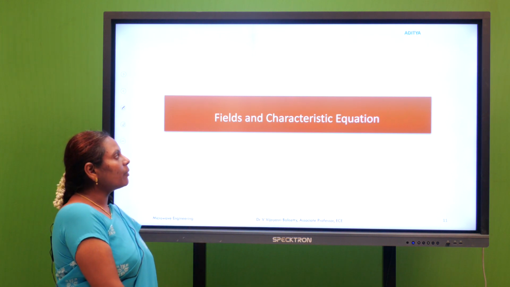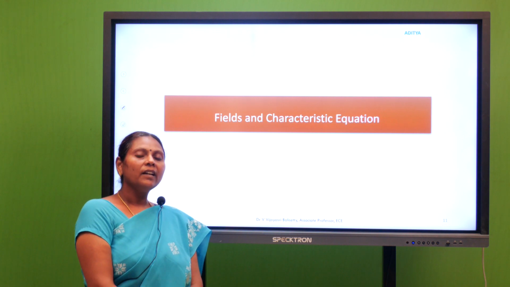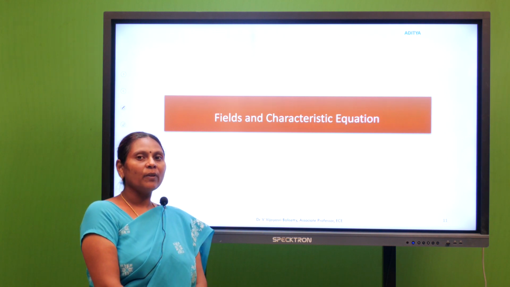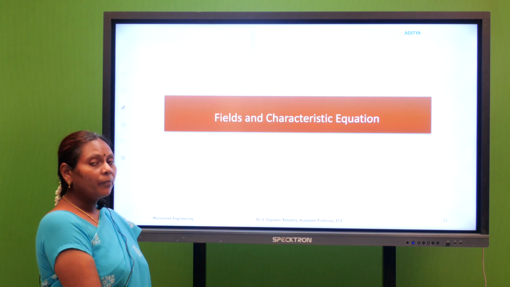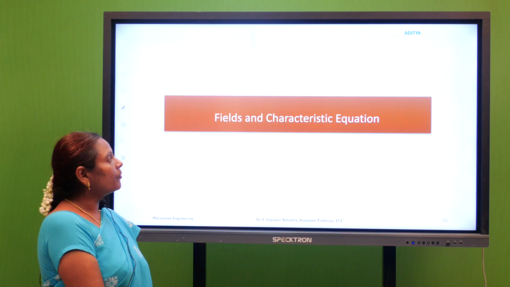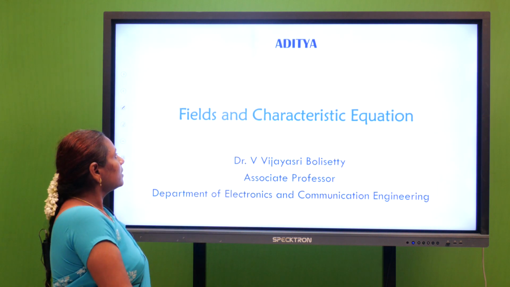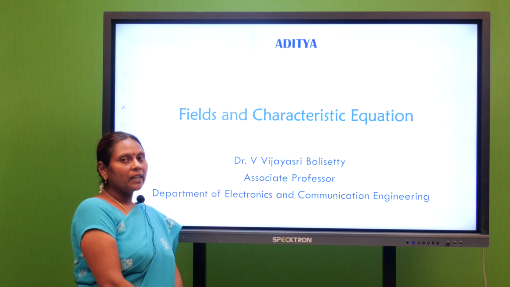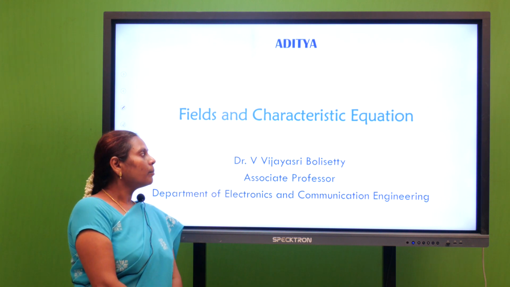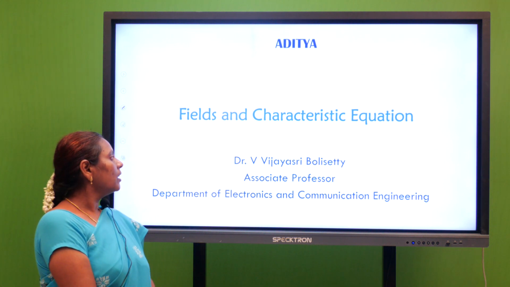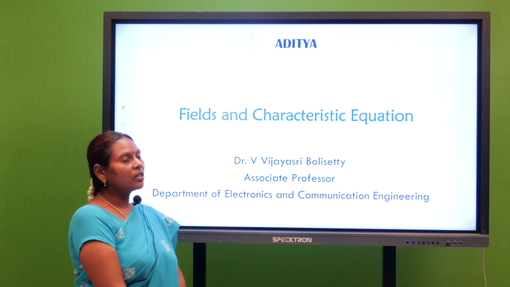So in the circular waveguide also the preferred modes of propagation are TE and TM modes, just like the rectangular waveguides. Here also TE and TM modes are propagating through the circular waveguide. So let us see what are the modes that are propagating and what is the characteristic equation in this session. And myself, Dr. V. Vijayasree, Associate Professor, Department of Electronics and Communication Engineering.